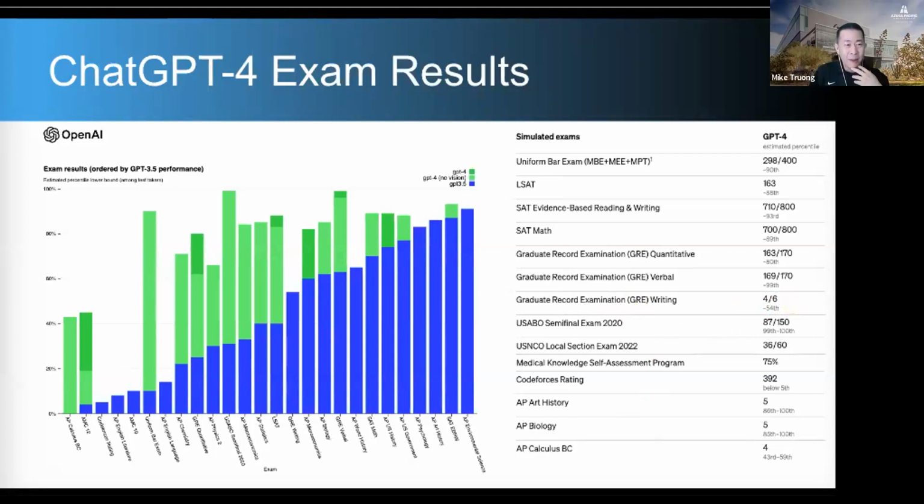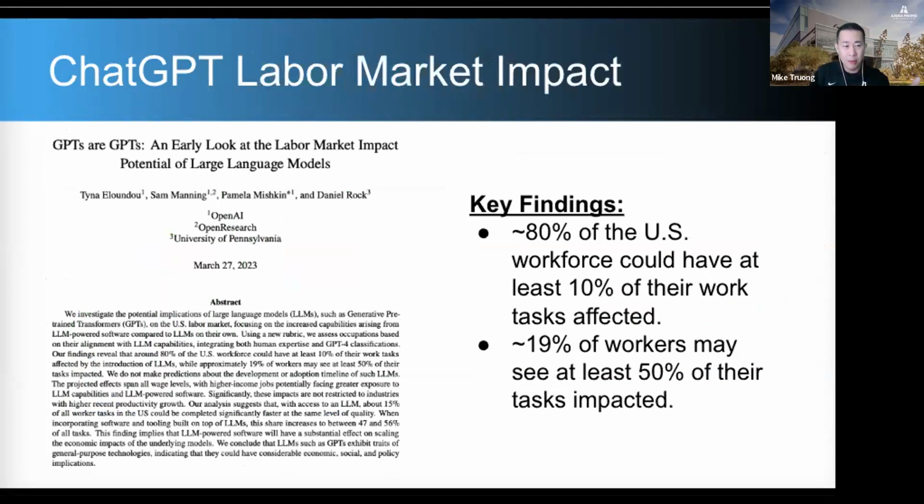In terms of impact on the labor market, this is a study that was issued by OpenAI, the company that created GPT, and UPenn and other researchers. They found that this technology is going to impact 80% of the workforce, with at least 10% of their work affected, and 19% of workers may see at least 50% of their work affected. So a very small group will see a dramatic impact, and most of us will see some changes with this technology.